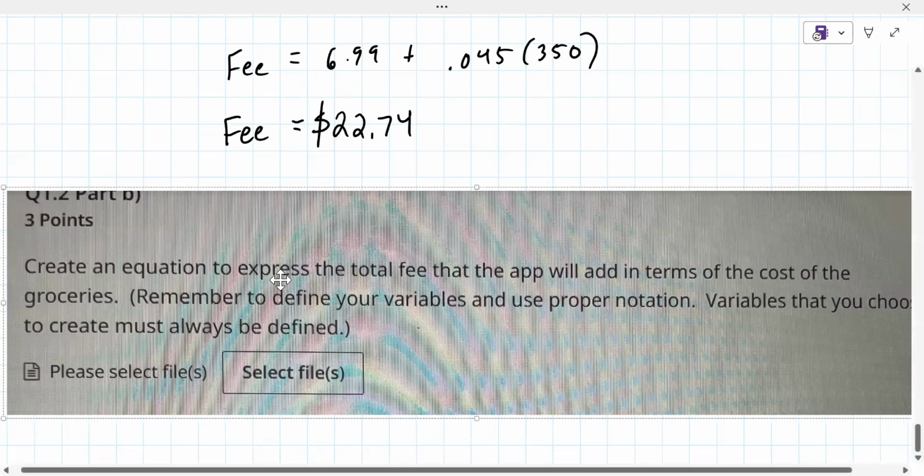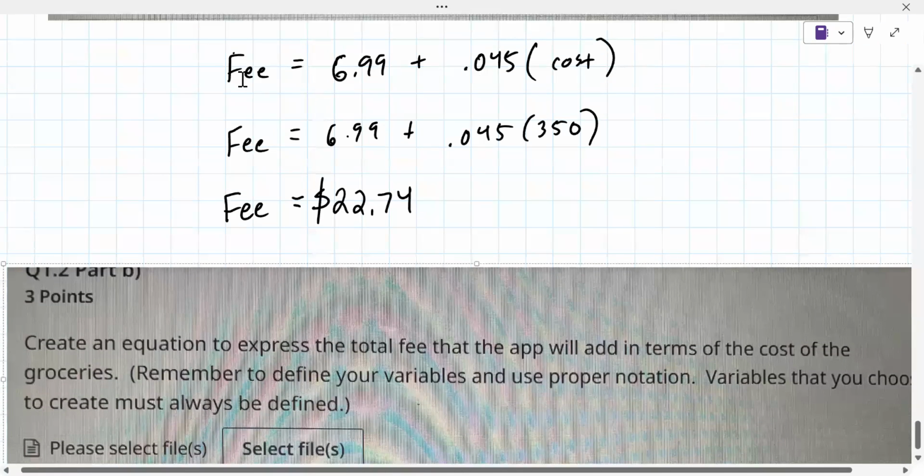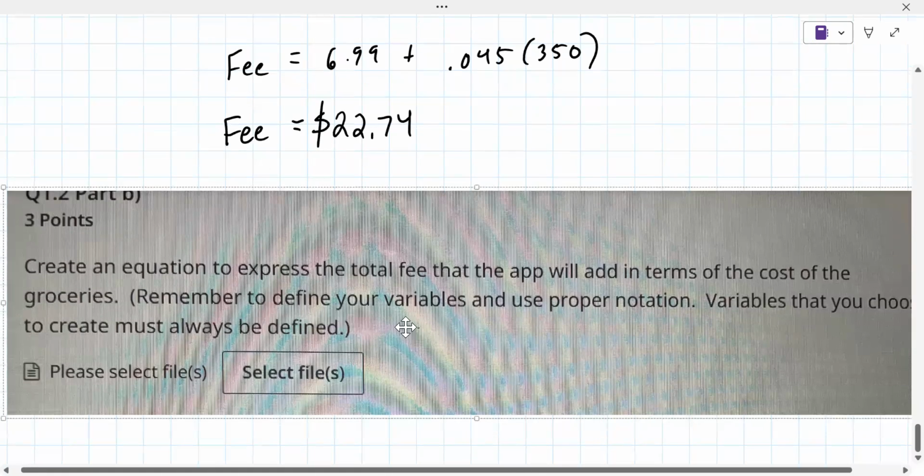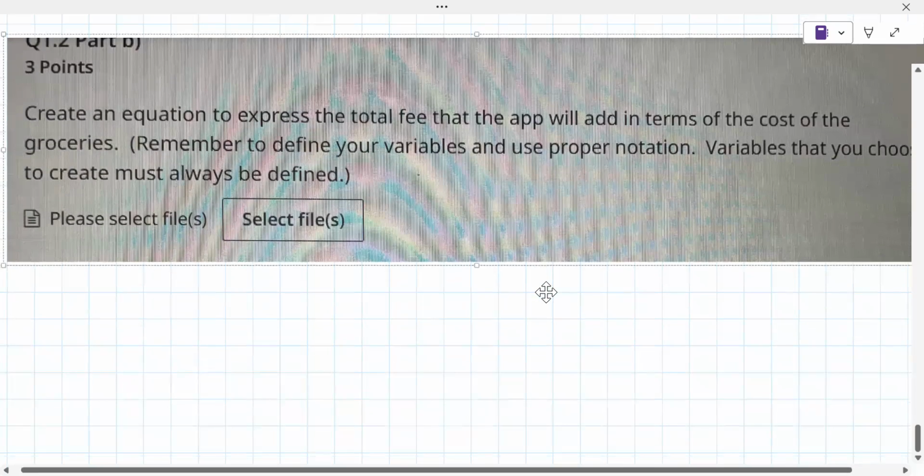All right, so for part B, it says create an equation to express the total fee that the app will add in terms of the cost of the groceries. So we actually already have that. That's this first line here. That's what I meant by sometimes you're doing it in multiple parts. But it says remember to define your variables and use proper notation. So that's where it's a little bit different. You have to define, well, what is x and what is y?